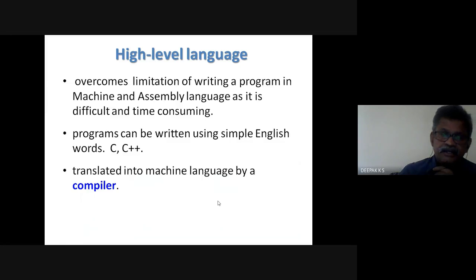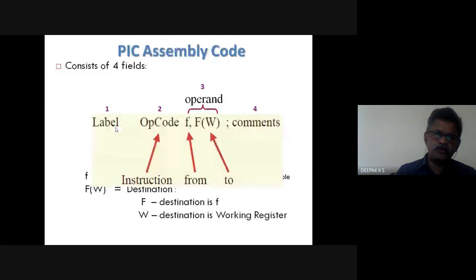And higher, we also have C, in which you are free from all this. So you can write using English words. And you need a compiler which will translate it again into a machine code. So there are some limitations in machine and assembly language, as it is difficult and time consuming. So we can go to C, we can write in English words, and we need a compiler. Okay, so we will slowly get into assembly language program.